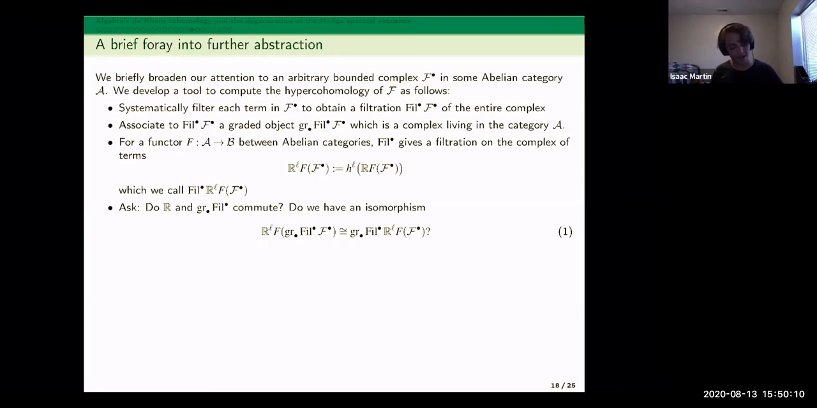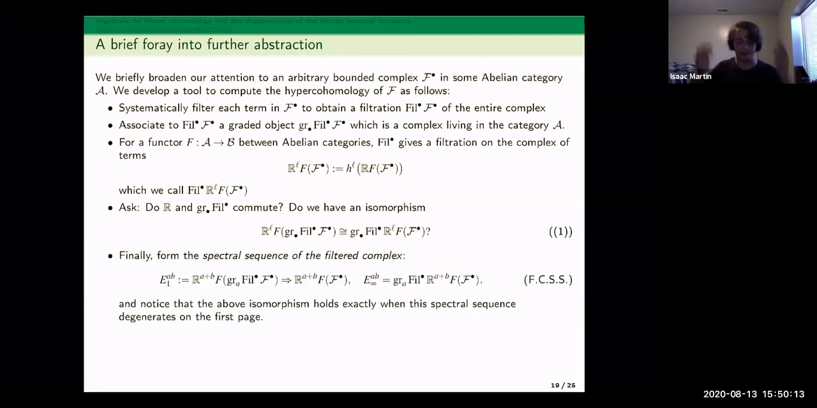And now to answer that, we define a spectral sequence. So we call this the spectral sequence of the filtered complex. And it's defined like this. The first page is just all of these terms over on the left. And it turns out that once we check this, it degenerates to these terms on the right. And so we can rephrase this question, because this isomorphism right here holds exactly when this spectral sequence degenerates on the first page. So this gives us a nice way to rephrase this question.